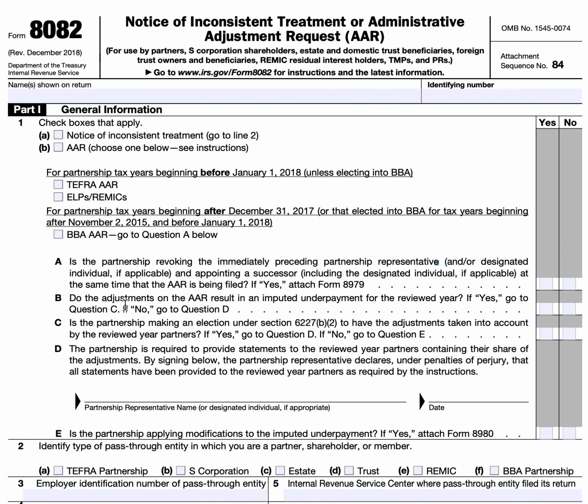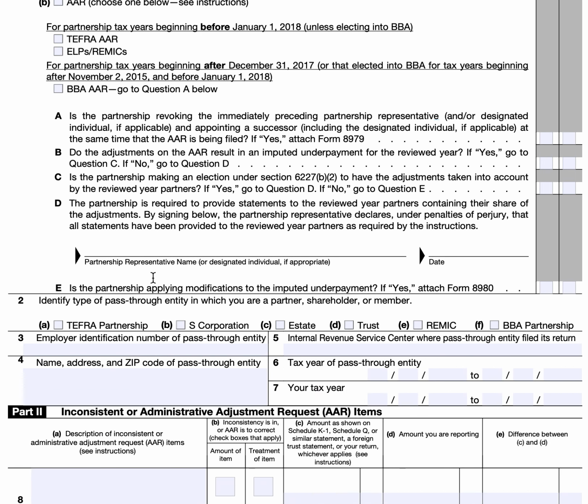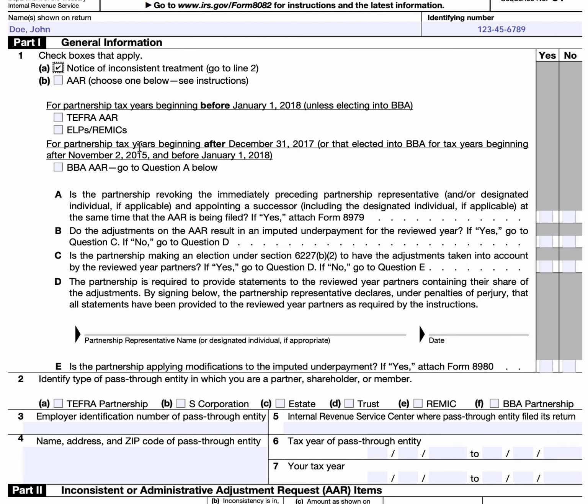So in part one, before we begin, we're going to enter the name and identifying number of the taxpayer. So we're going to use this on behalf of John Doe, who is a partner in Doe Enterprises. Okay, so if we're reporting inconsistent treatment, then we would go to line 2. So let's go through this as if we're reporting inconsistent treatment. Then we'll go back as if we're processing this under the AAR guidelines.